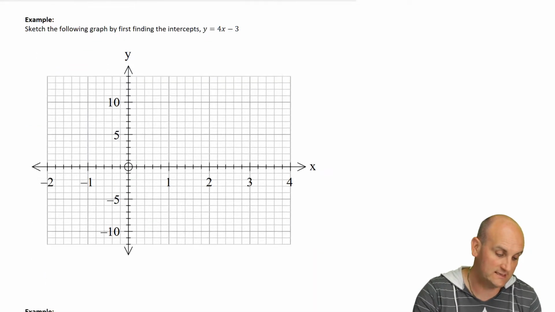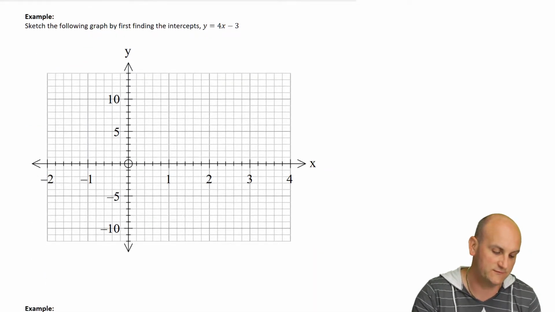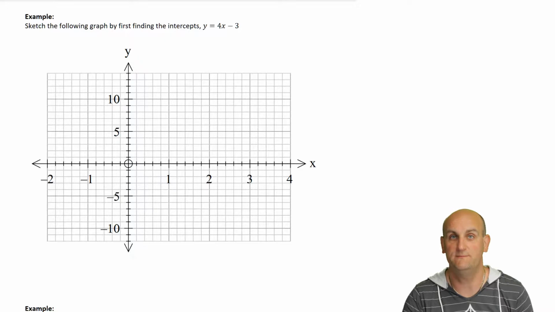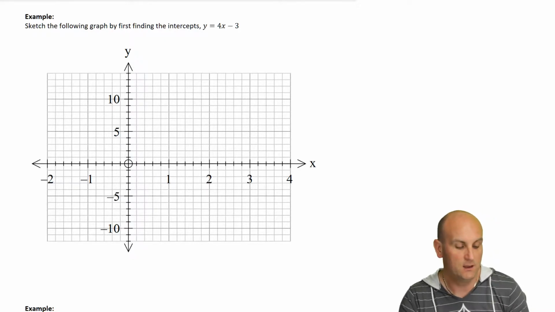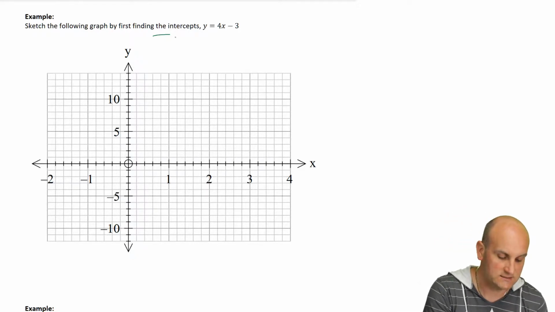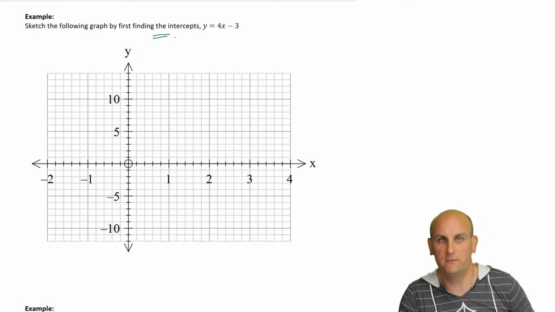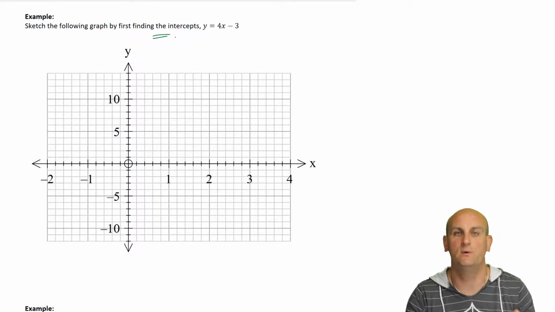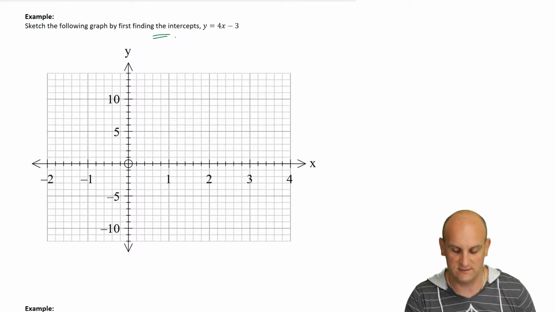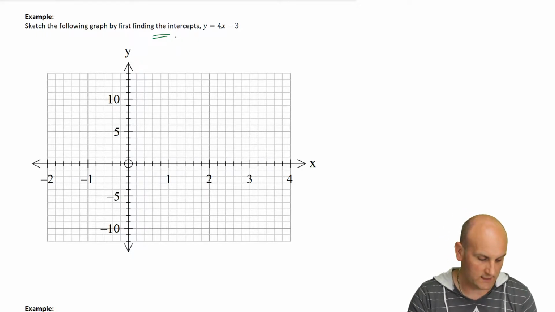Here is another way of doing it. Exactly the same question. Sketch the following graph. Sorry, it's not the same question. It's a different question, but the same idea. But this time the question states you have to find the intercepts. So when a question states a method by which you've got to do it, then please, please, please do it that way.